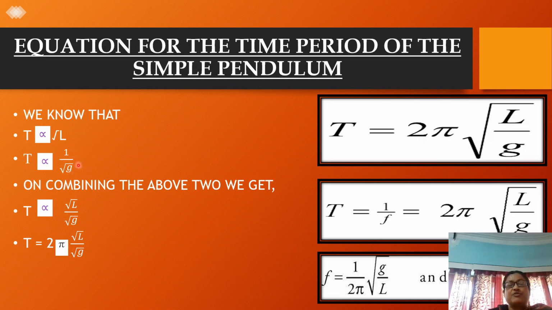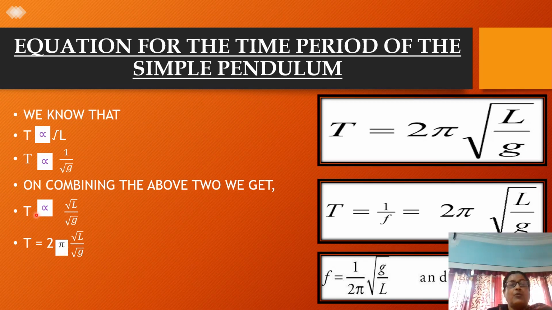Combining these two equations together, what we found was time period is directly proportional to the square root of L divided by square root of g. Now, in maths, I do not know whether you are aware of it: when you take this proportionality sign away and put the equal to sign, we always add a constant to the right hand side of the equation.